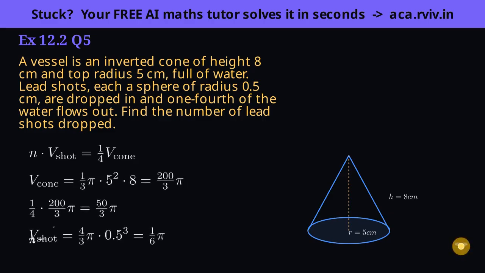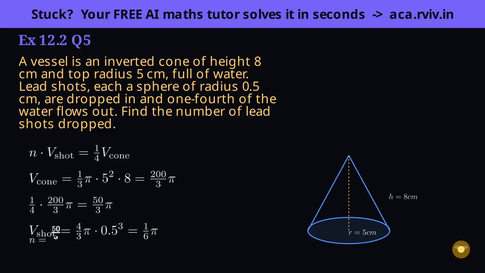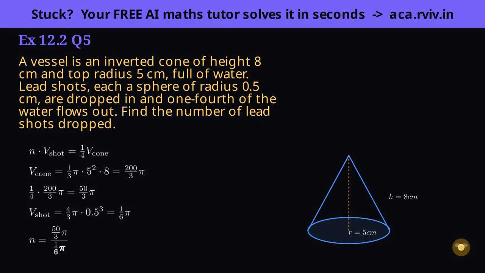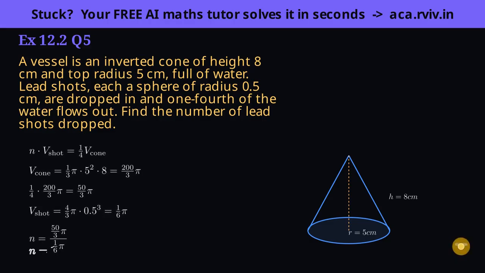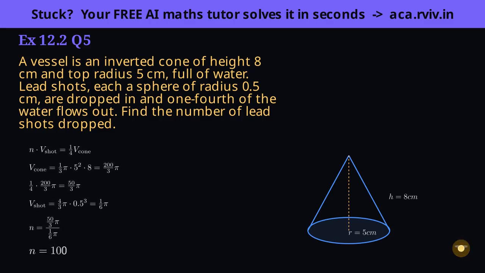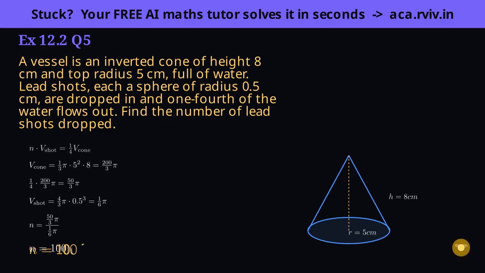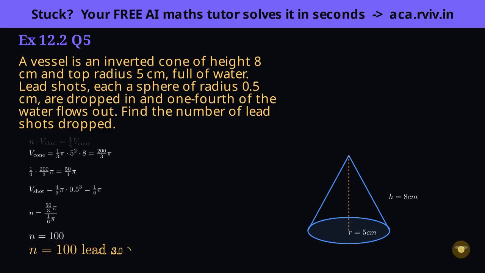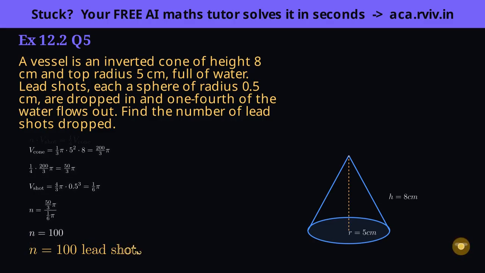To find how many shots, divide the spilled water by one shot's volume. Watch the pi cancel top and bottom. That's why we never plugged in a decimal. Simplify. 50/3 divided by 1/6 is 50/3 times 6, and we get exactly 100 shots. The principle to carry forward: displaced water equals submerged volume, so counting sunk objects becomes a simple volume division. And because both volumes carry pi, it always cancels. Leave pi as a symbol and let it disappear.